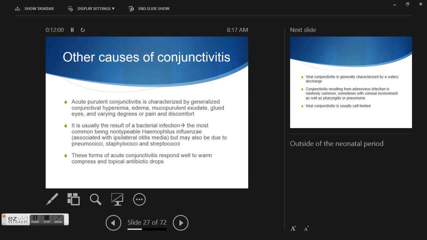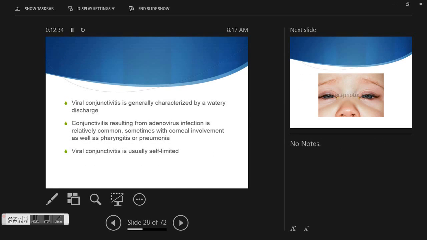Acute purulent conjunctivitis is characterized by generalized conjunctival hyperemia, edema, mucopurulent exudate, glued eyes, and varying degrees of pain and discomfort. It's usually the result of a bacterial infection, the most common being non-typable Haemophilus influenzae, which is also often associated with ipsilateral otitis media, but it can also be due to pneumococci, staphylococci, or streptococci. And these forms of acute conjunctivitis respond well to warm compress and topical antibiotics.